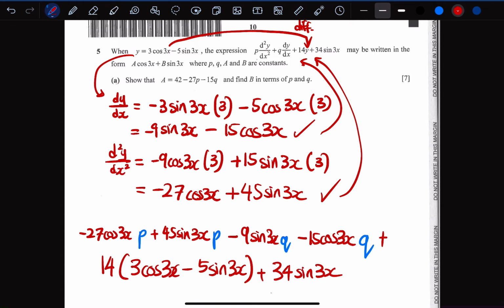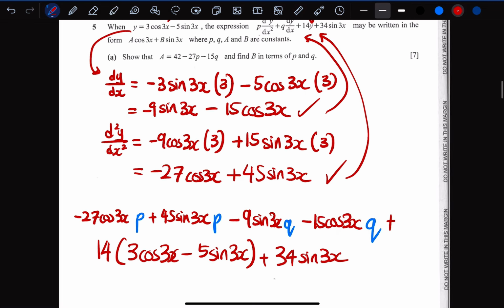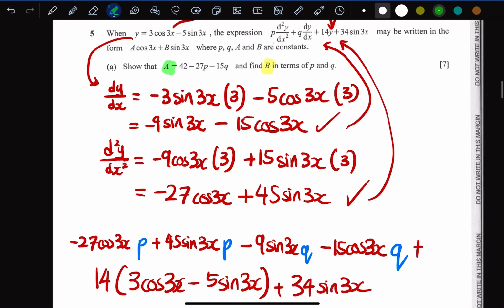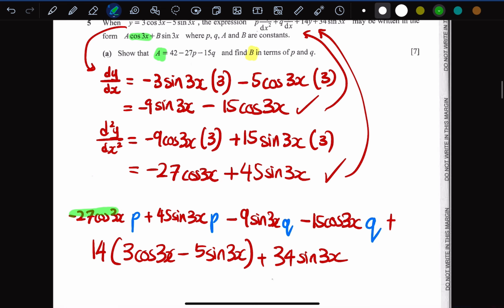Okay, we're going to simplify all of this. It's quite a bit to simplify, but here we can see that the only thing we're interested in really is to find out what A is first. And afterwards, we will find out what B is, because we want B in terms of P and Q as well. So let's find our A terms. Our A terms all belong to cosine 3x. So you can see very easily here, this belongs to cosine 3x. This belongs to cosine 3x. We have another cosine 3x over here.